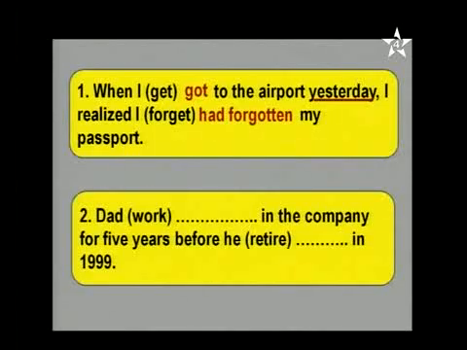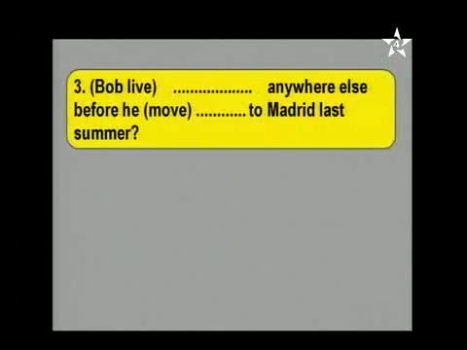Okay? Now, look at number 2. What is the time indicator in sentence number 2? Yes, 1999. So, what happened first? So, Dad, of course, had worked in the company for 5 years before he retired in 1999. You work first and then you retire second. Number 3, Bob lived anywhere else before he moved to Madrid last summer?